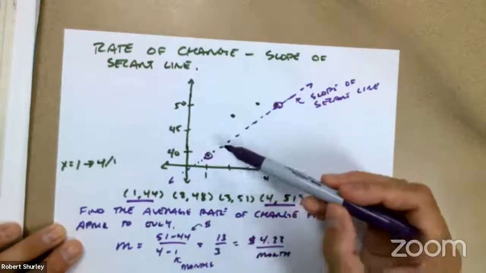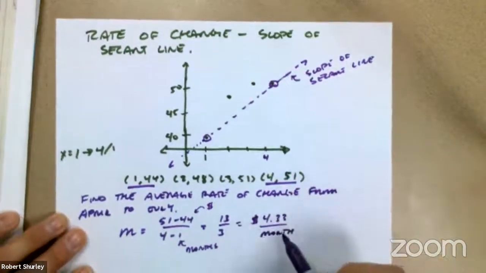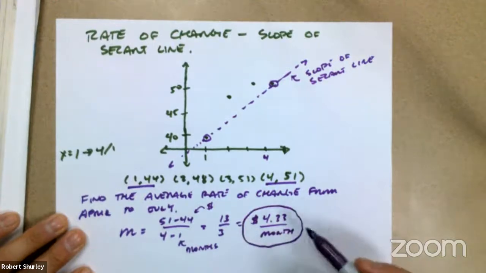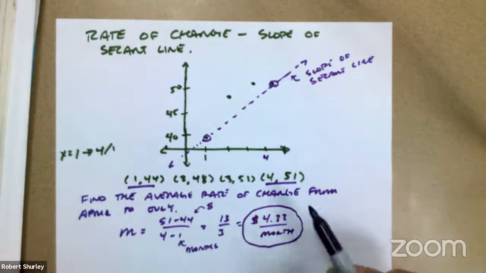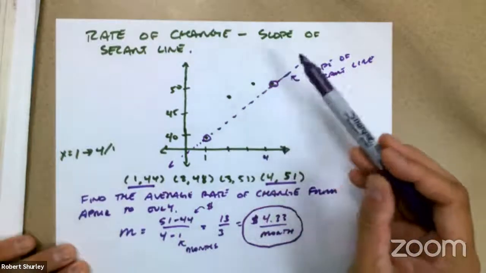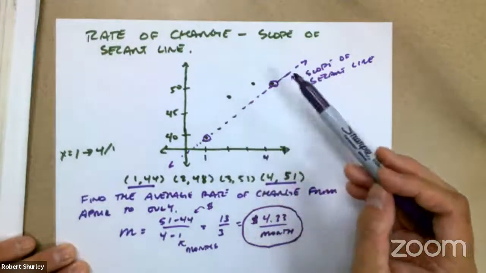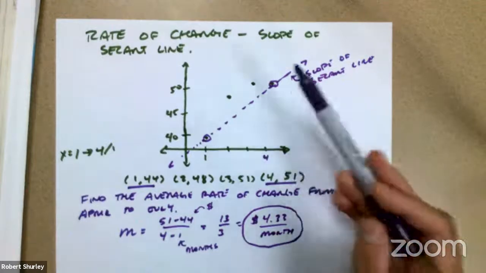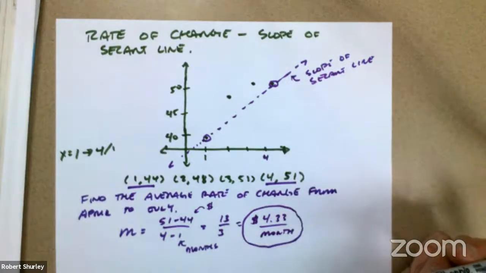So look, this secant line represents me making $4.33 per month, right? So if I stayed on this trend, I would make another $4.33 a month for this stock. That seems crazy, but I guess that's what it was.